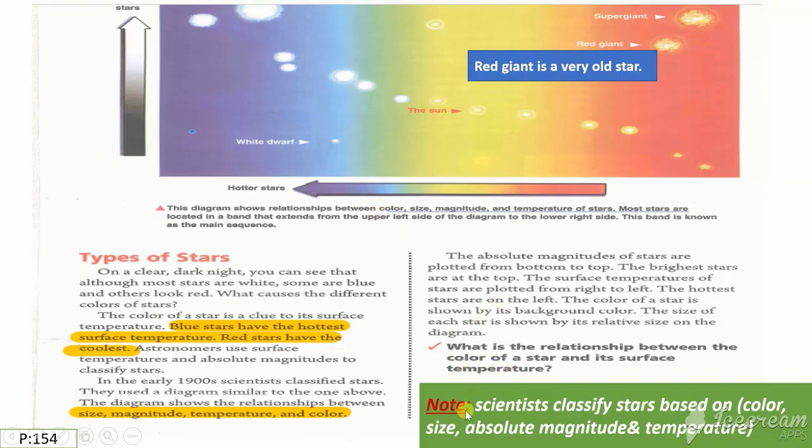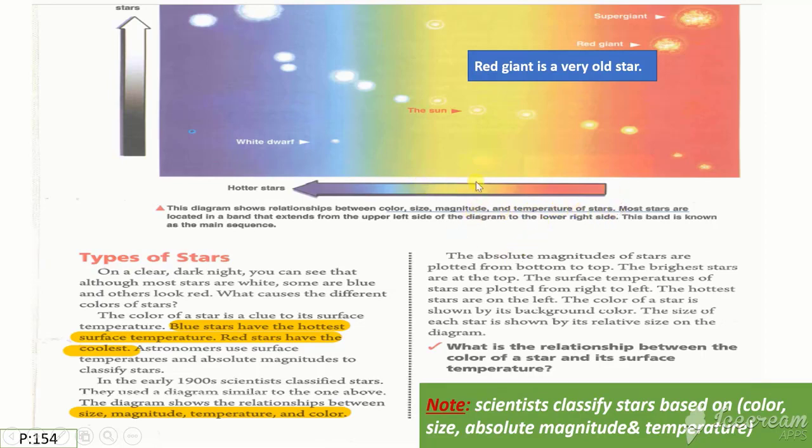This note is very important, my pupils. Please try to pay attention to this note. Scientists classify stars based on color, size, absolute magnitude, and temperature. The diagram shows the relationship between color, size, magnitude, and temperature of stars.